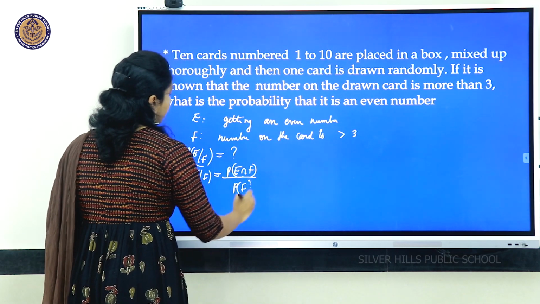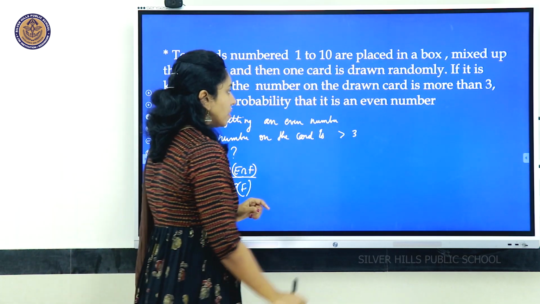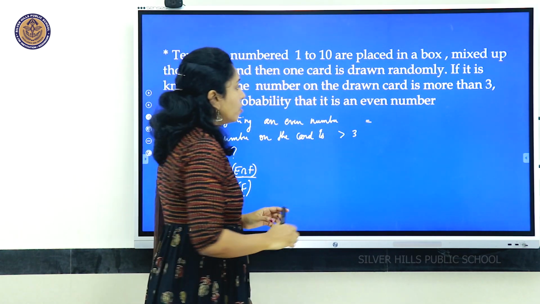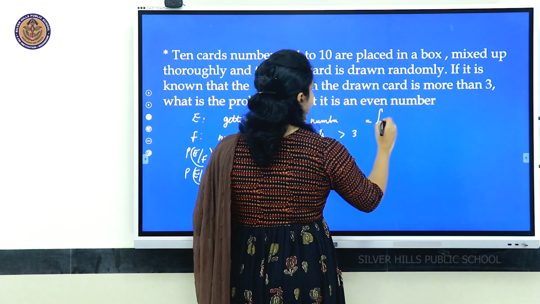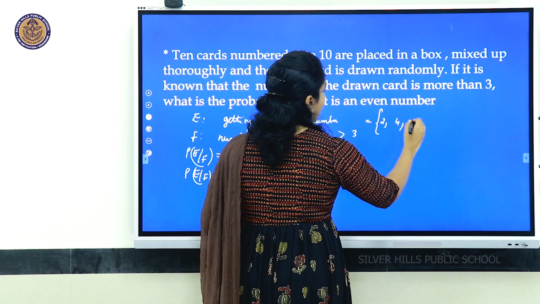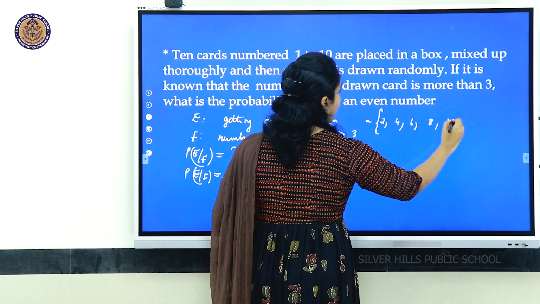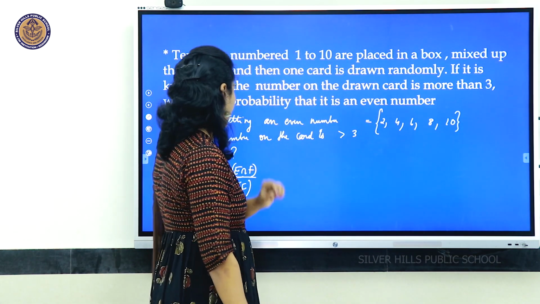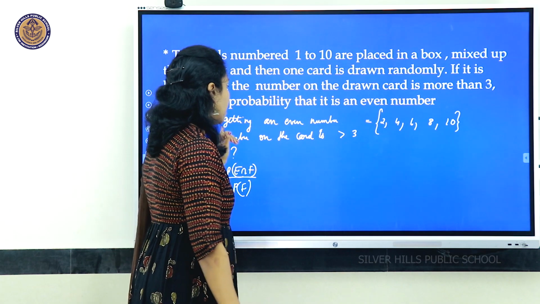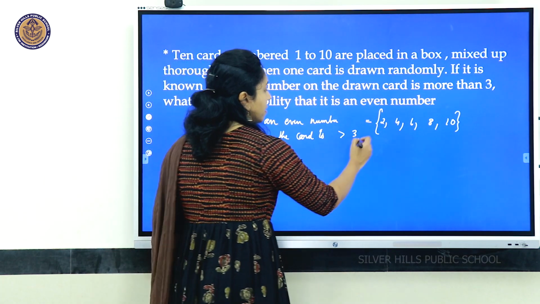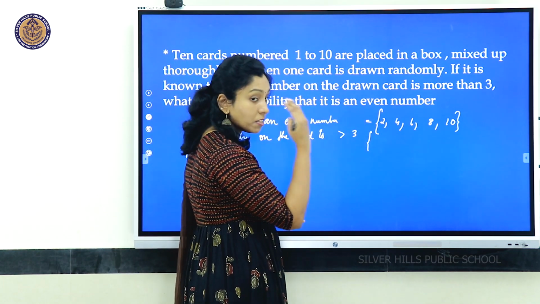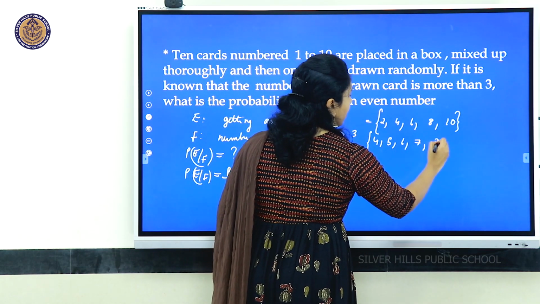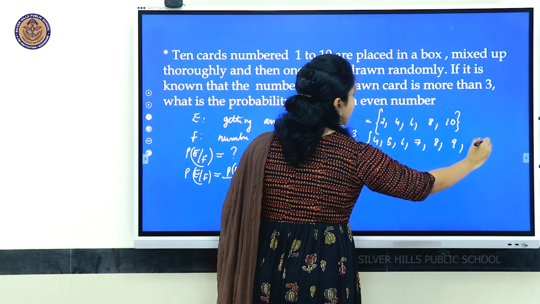So, by definition, P of E given F is equal to P of E intersection F divided by P of F. Now, first event is getting an even number. So, cards numbered from 1 to 10. So, how many even numbers will come there? You have 2, 4, 6, 8 and 10. Second one, number on the card is greater than 3. So, greater than 3 means 3 is not included. 4, 5, 6, 7, 8, 9, 10.